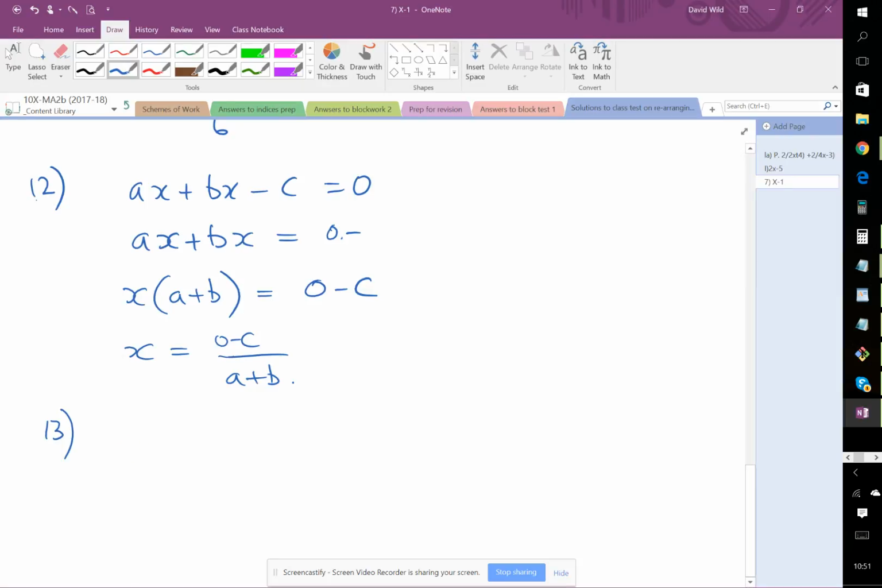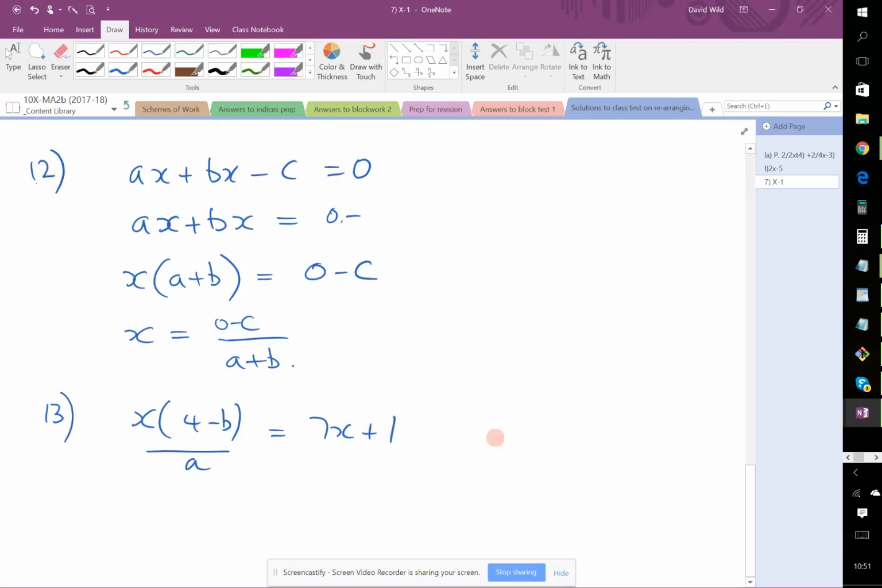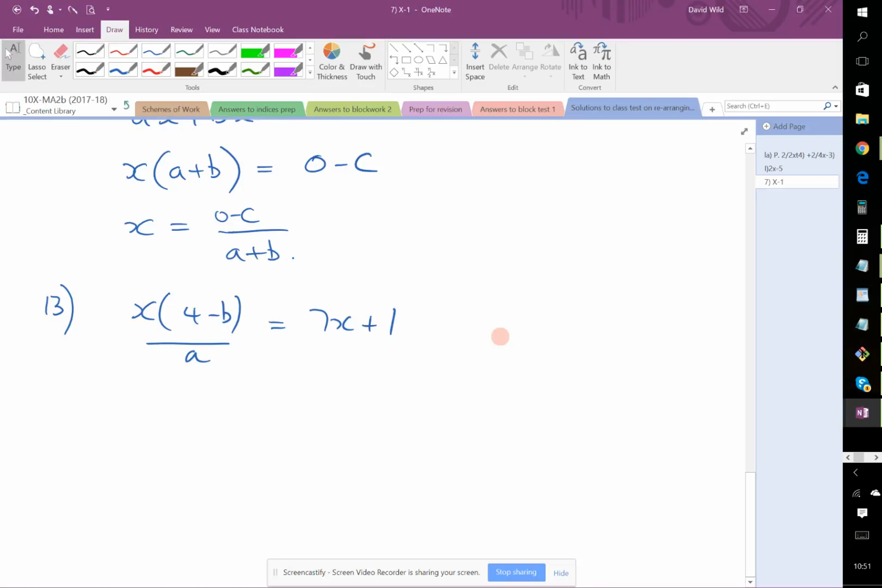Guys, concentrate now, please. Number 13. X brackets 4 minus b over a is 7x plus 1. Just, can I come back at the end?